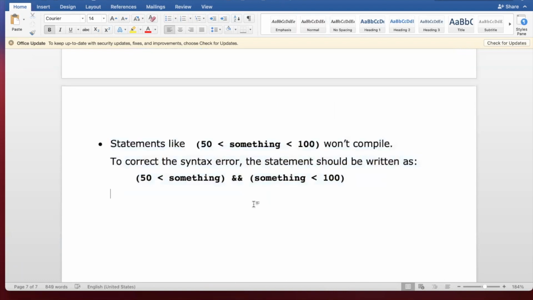A final note is that when we're checking a single value to see if it's between a low point and a high point, we can't write it as a combined statement. Java will not compile a statement that says something like, check to see if 50 is less than some variable and that variable is less than 100. We can't write that as a single statement. Instead, we need to make two separate comparisons. Java is only capable of comparing the variable to one value at a time. So we need to check to see if 50 is less than something and that same variable value is less than 100. Let's see what that looks like when we try to compile it in a program.